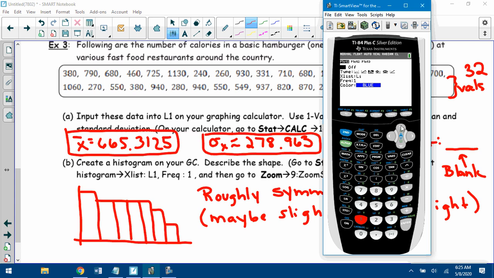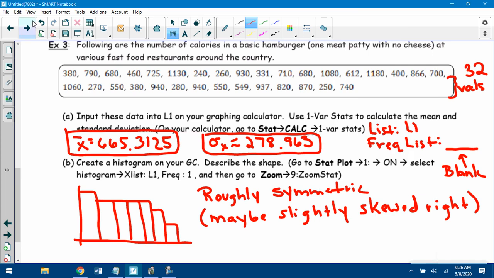So anytime you turn a stat plot on, when you're done with the question, you should turn it off again. And then when you go to graph, it'll work like normal again. I should go zoom standard at least though. See, now it doesn't say invalid dimension.